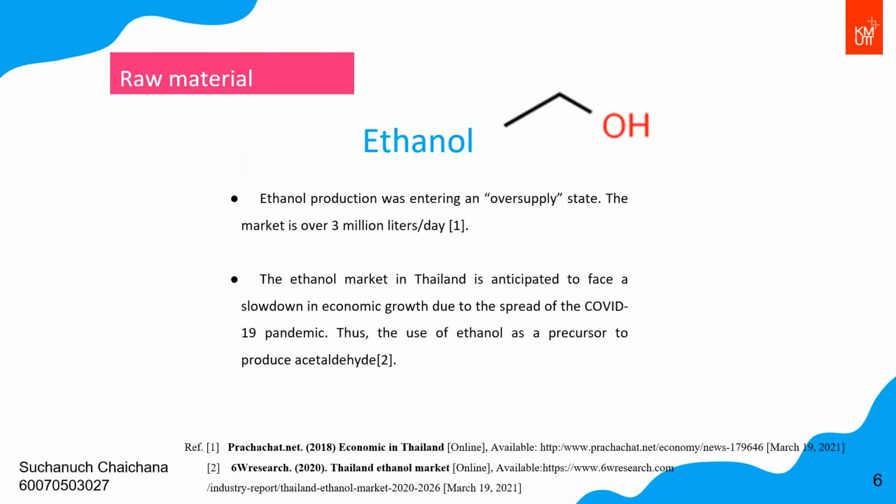From the concentration in raw material to produce acetaldehyde, the ethanol market in Thailand is anticipated to face a slowdown in economic growth due to the spread of the COVID-19 pandemic. That is, ethanol production was entering an oversupply state. Thus, the use of ethanol as a precursor to produce acetaldehyde.